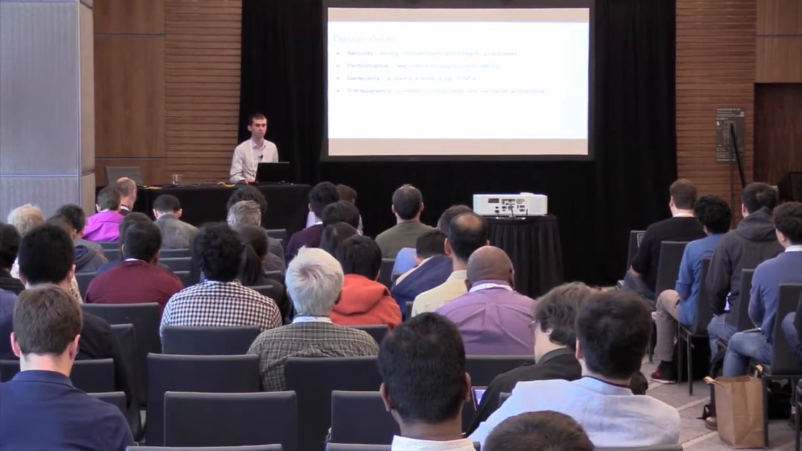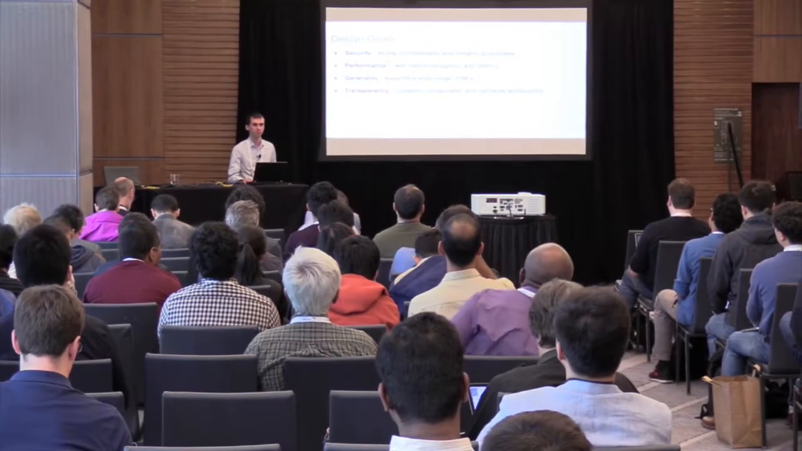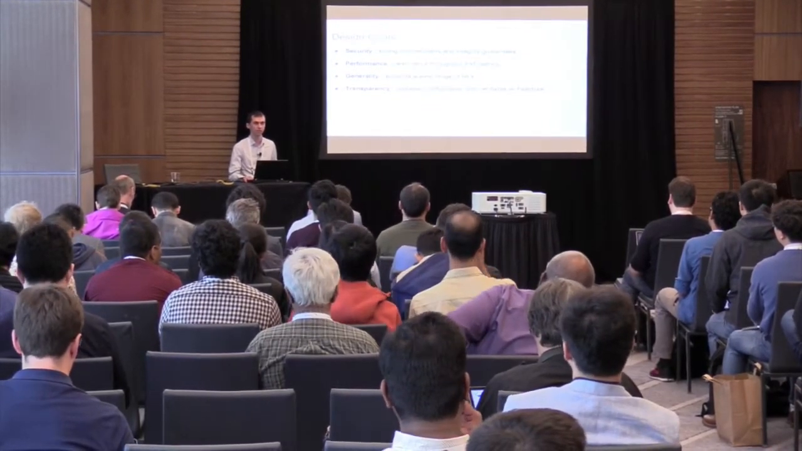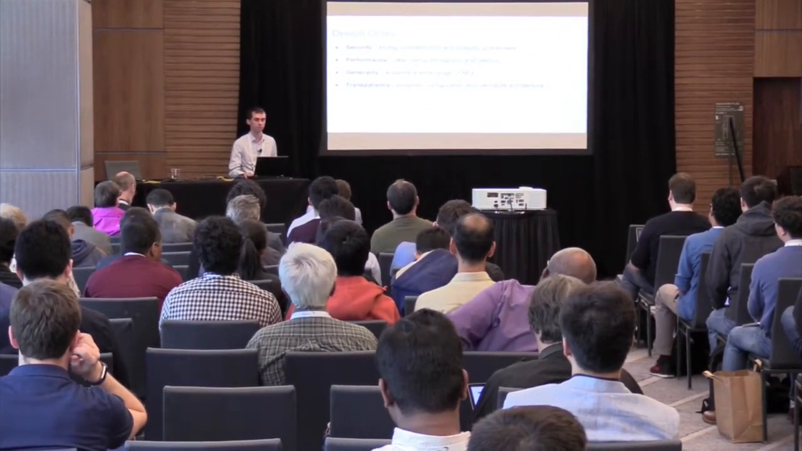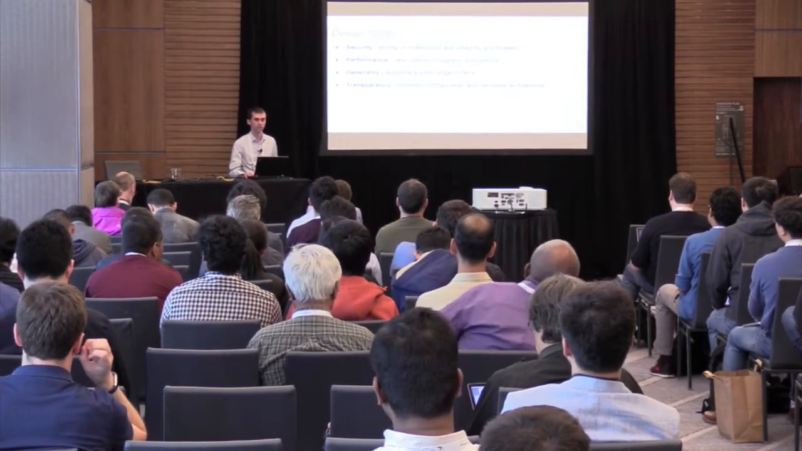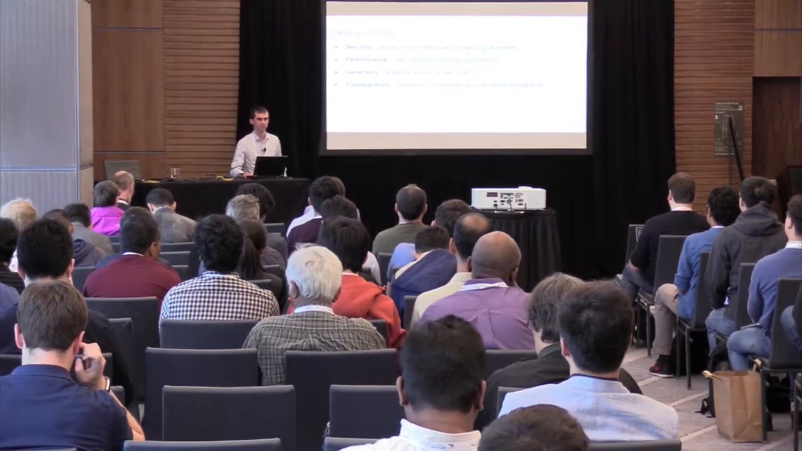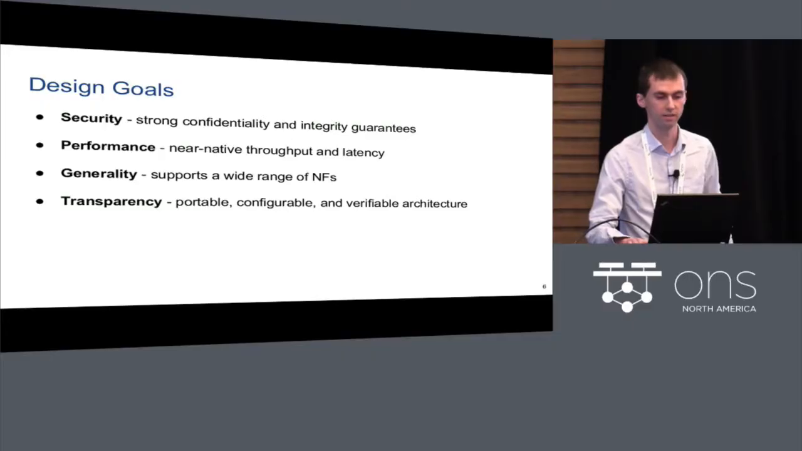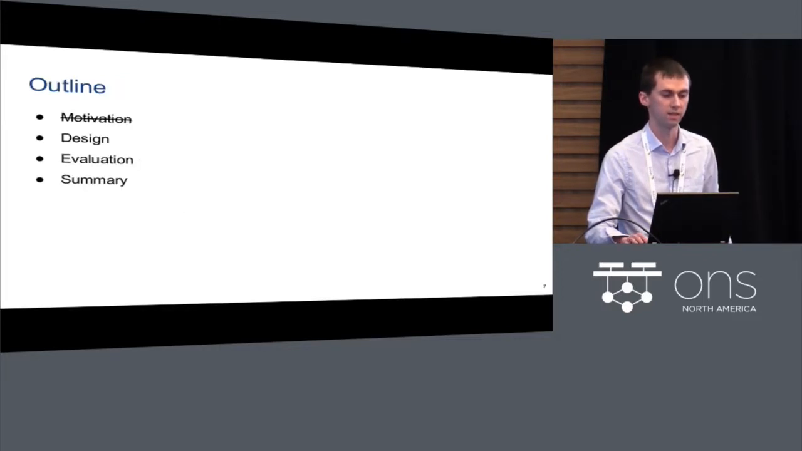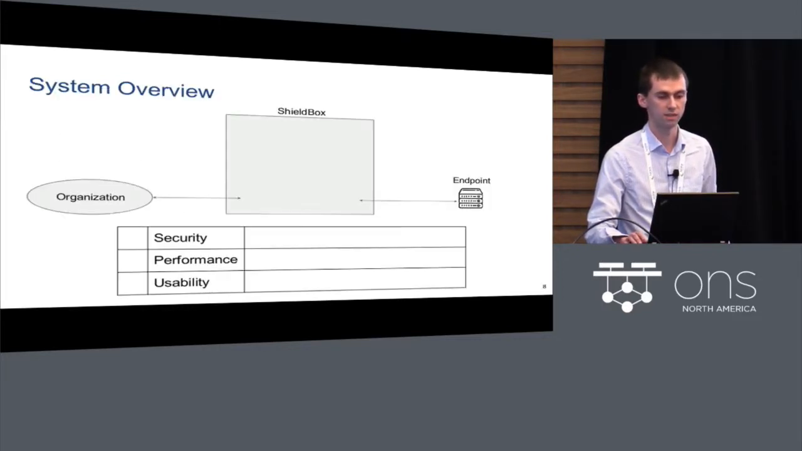The design goals of our system were, first of all, high security, that is confidentiality and integrity guarantees for network function code and data. We wanted to achieve high performance, that is near native performance, ideally operating near line rate. Then we wanted generality, that means supporting a wide range of network functions, and transparency, that is, we wanted portable, configurable, and verifiable systems with minimum changes to the existing software. So let's move on to the design.